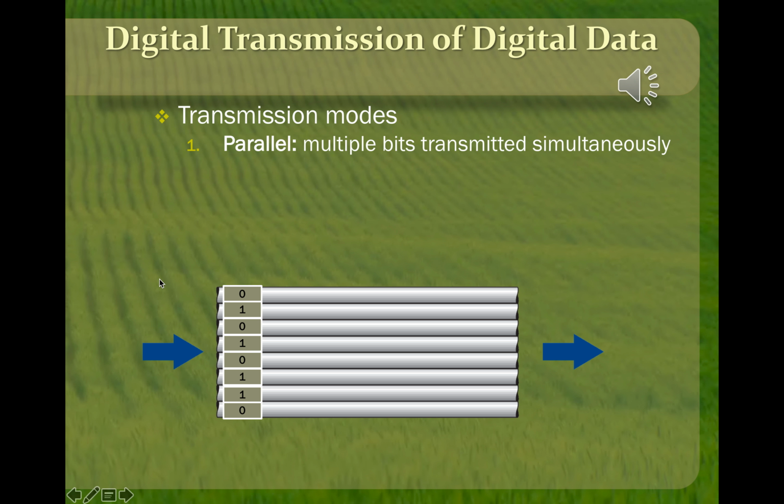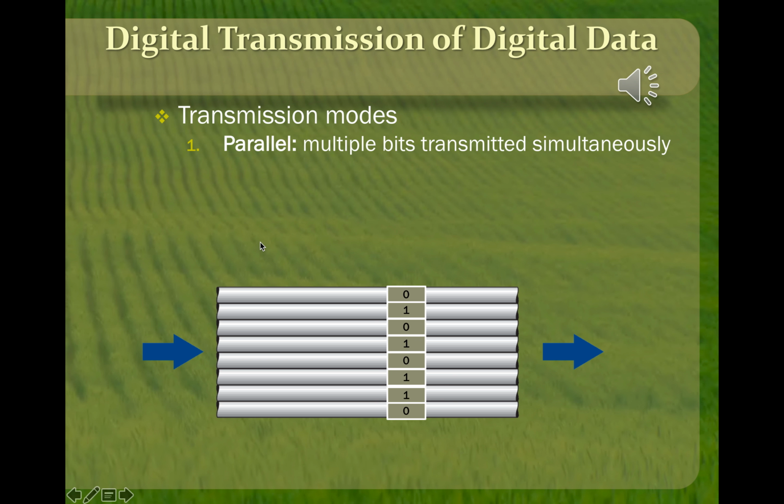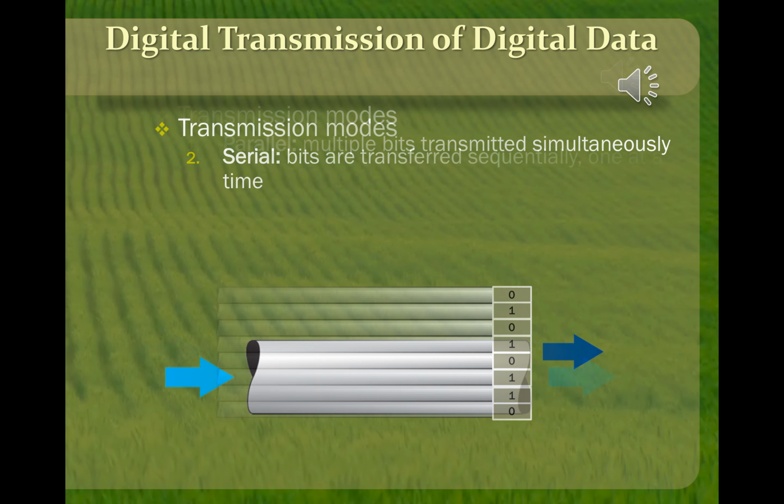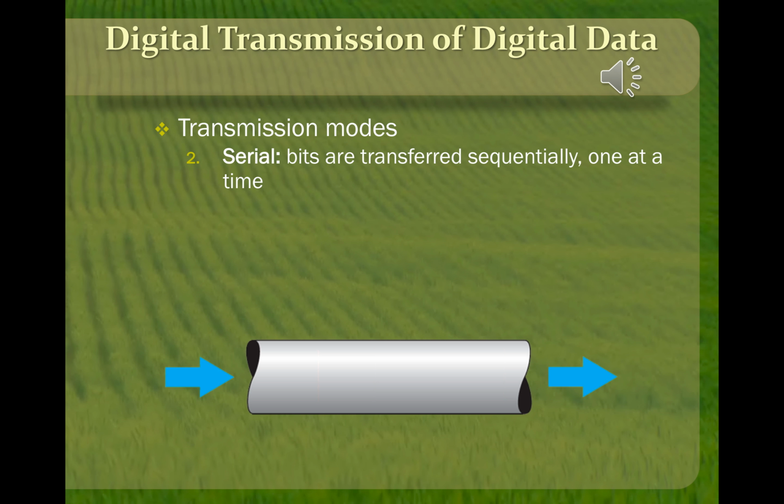So here's an example of parallel transmission where it's transmitting all of the bits at once. So you have right here 8 bits being transmitted in parallel. Just like that. So parallel transmission is when multiple bits are transmitted simultaneously. Serial communication is when they're transferred one by one.